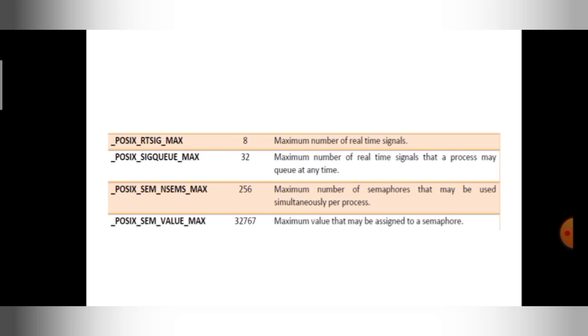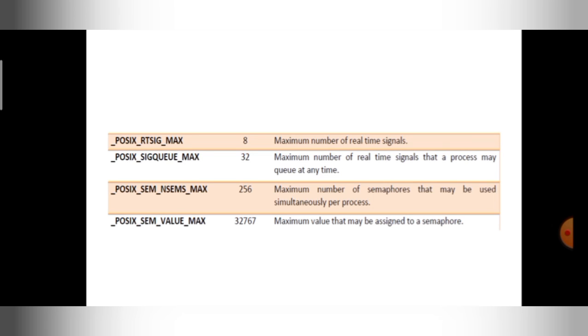Next, POSIX NSEMS max. It tells about the maximum number of semaphores that may be used simultaneously per process. If you want to know more about semaphores, the link is in the description. I will also explain semaphores in upcoming videos. For now, you should understand only the number of semaphores that may be used simultaneously per process. The minimum value is 256.